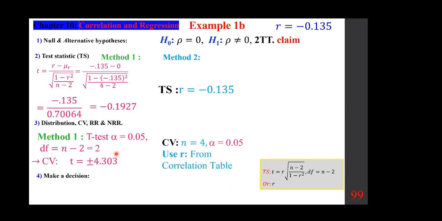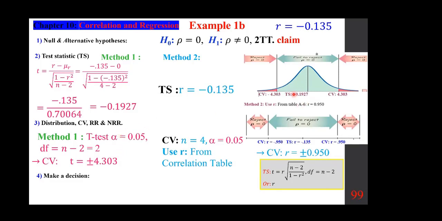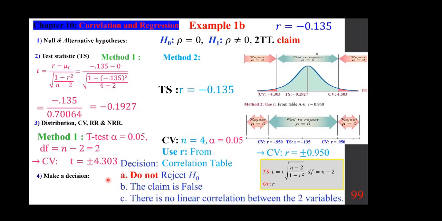For the second method, you use the correlation table. Correlation table, n equals 4, alpha equals 0.05. It results in the critical value of plus minus 0.950. You do the drawing. Notice if you look at the t-test, the critical values are here, negative and positive 4.303. Your test statistic is way into the non-rejection region, NRR. And if you look at the second case, the same thing, the critical values are plus minus 0.950, and the test statistic, which is negative 0.135, is somewhere in between, way into the non-rejection region, giving you the same result, which means do not reject H0.